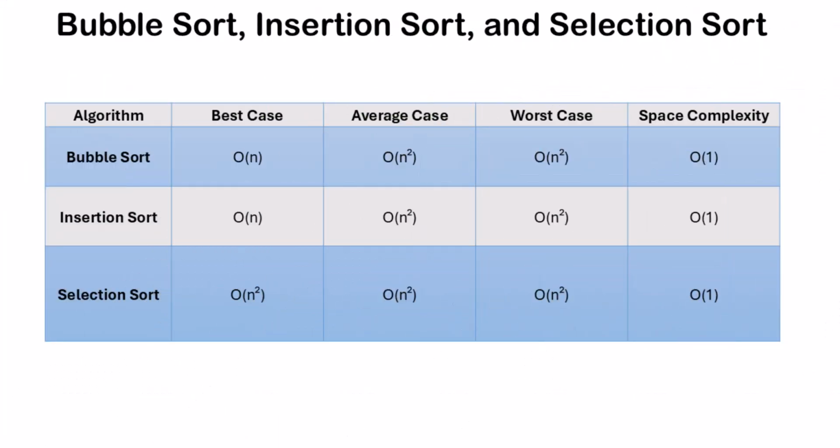Here's a quick comparison of the three sorting algorithms we just implemented. All three algorithms have O(n^2) time complexity on average, which means they are not suitable for sorting large datasets. However, they are still useful for small lists or as an introduction to sorting.